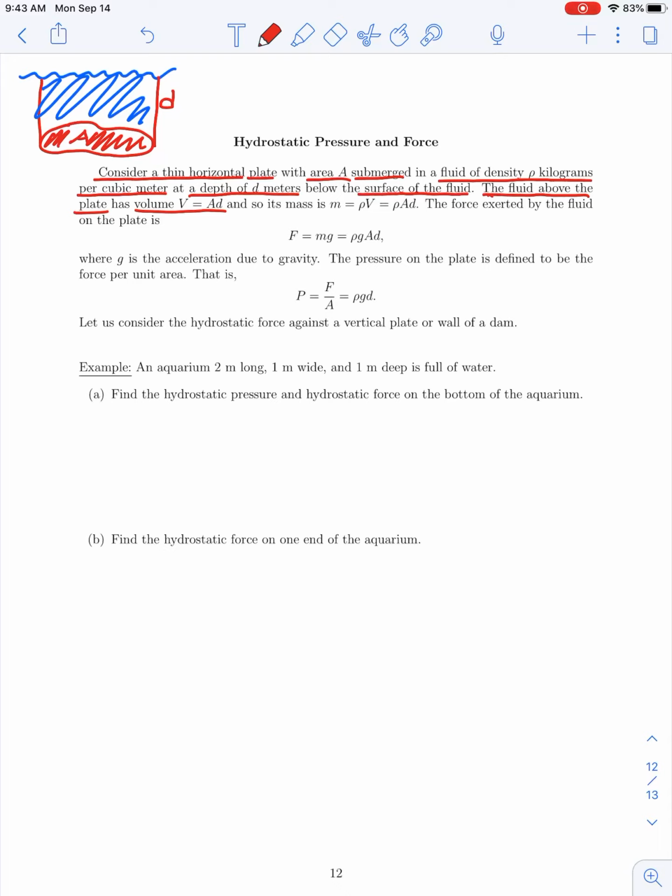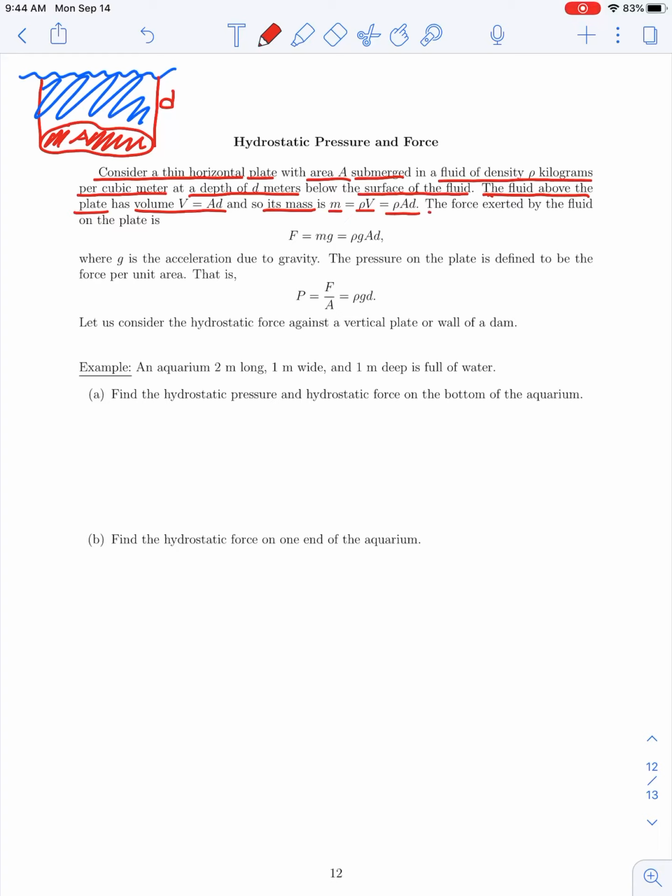So once we have the volume of this cylinder of water, we can find its mass by multiplying the volume by its density. So here the mass of this cylinder of water, m, is found by taking its density, rho kilograms per cubic meter, and multiplying by V, how many cubic meters it is. Or, since volume was given by the area times the depth, we have rho, the density, times the area of our plate times the depth at which it's submerged.